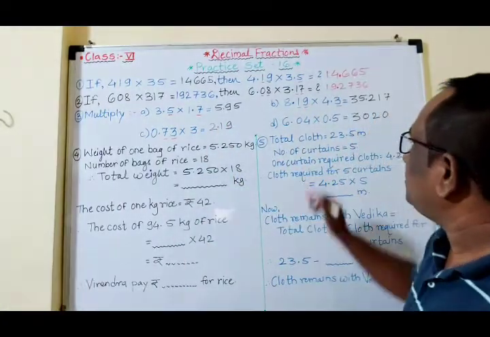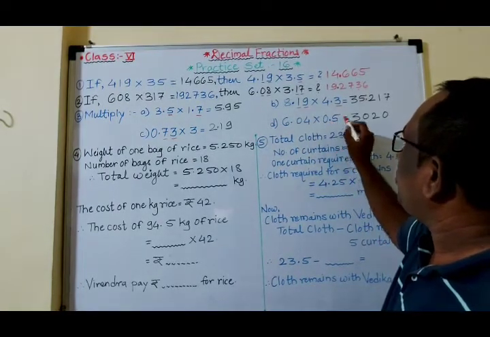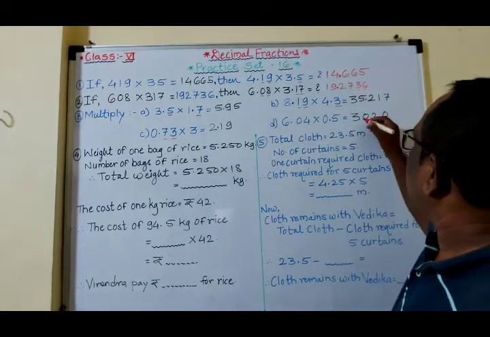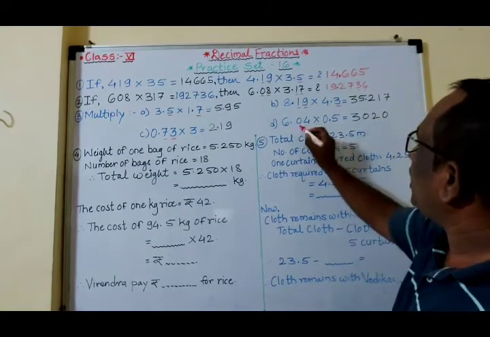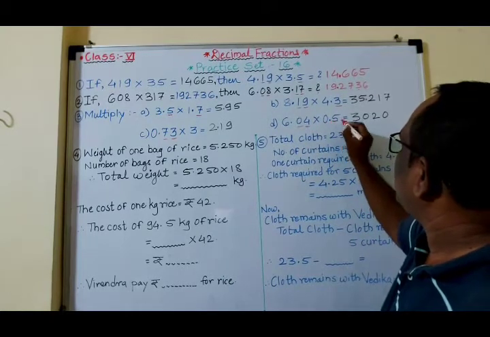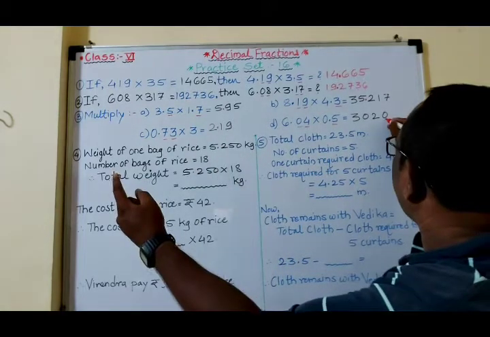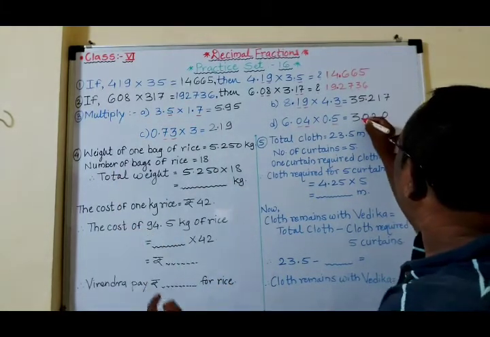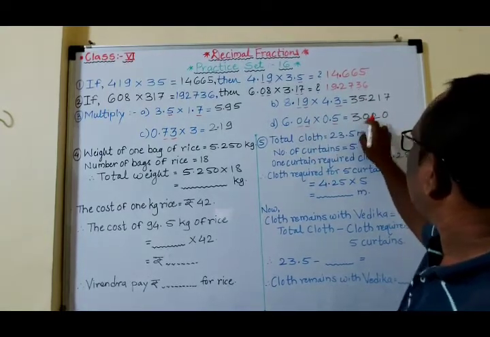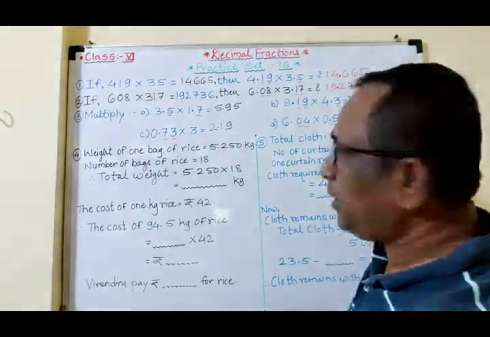Now the fourth one, 6.04 multiplied by 0.5, okay. So 604 multiplied by 5, so we got the answer 3020. So again, after decimal point 2 places, and here after decimal 1 place, so total 1, 2, and 3. So after unit place here we have to leave 3 places, 1, 2, 3, and we have to give the decimal point. While giving the decimal points, start from the unit place, okay.